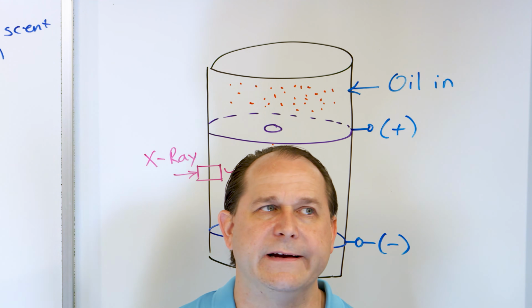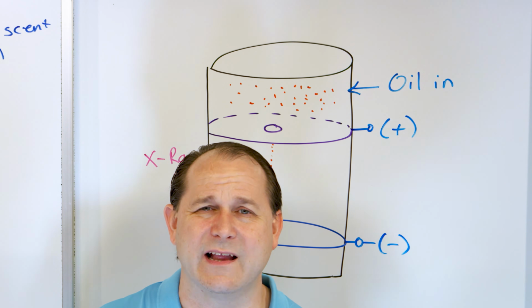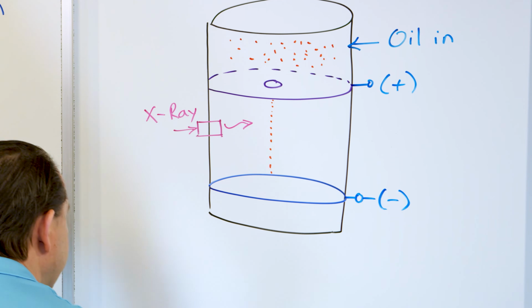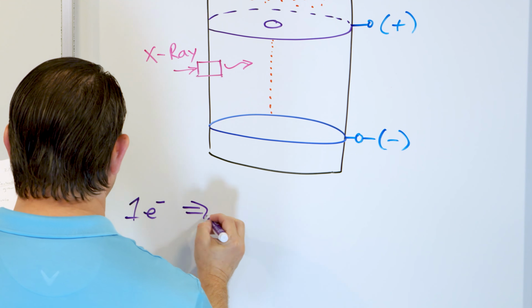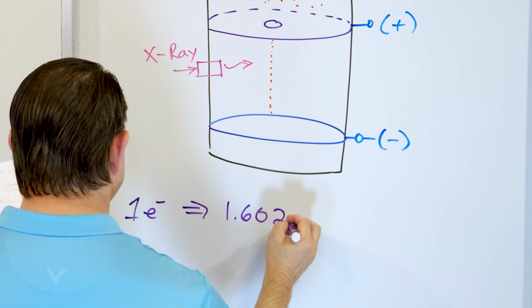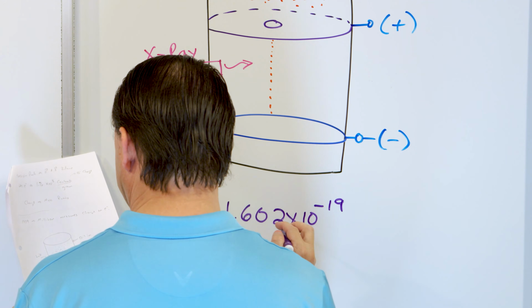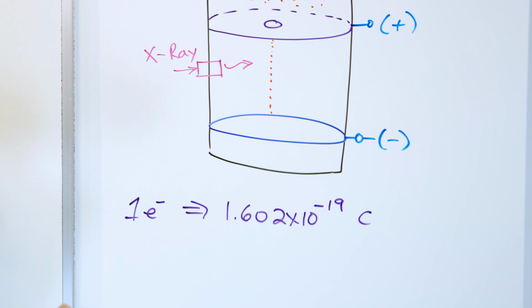From all this, and I'm very much simplifying it, this is a crazy clever experiment to actually figure this out. Then it was figured out that the charge of a single electron must be equal to 1.602 times 10 to the negative 19, in the unit of coulombs, which is the unit of electric charge.